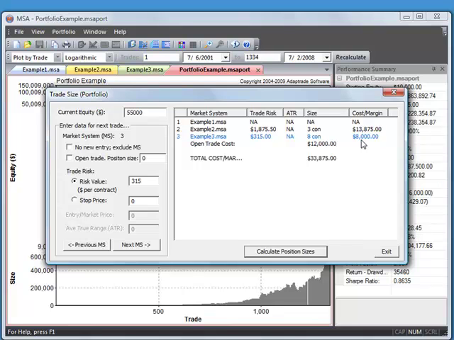That $8,000 comes from the margin requirements, the margin cost settings made in the market system file for this market system 3. And ultimately it tells us the total cost and margin requirements for all open and anticipated positions. And that includes that $12,000 in open trade cost that we specified for market system 1. The trade size commands, either for the market system or the portfolio, use whatever settings and options you've made in the market system and the portfolio.